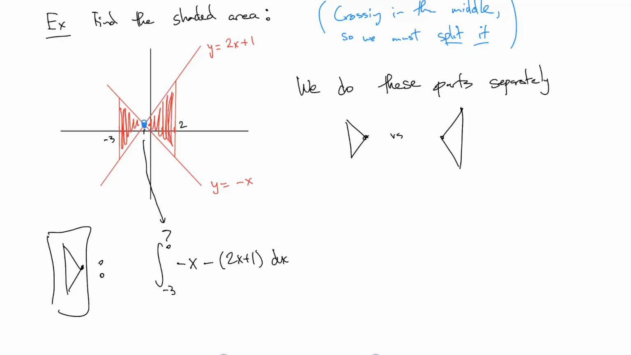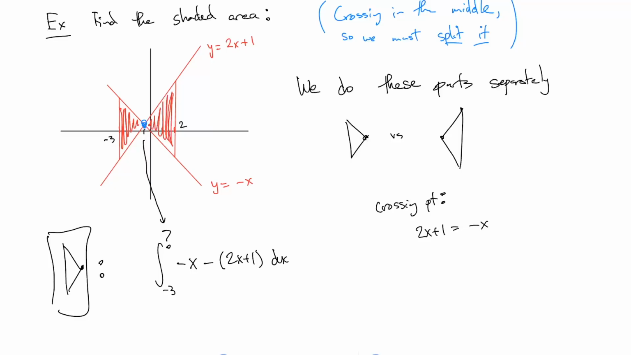This is similar to something that we just mentioned. Set the two equations equal to one another. This is always how you're going to find intersection points on a graph. We set the two equations equal to each other. So here, to find the crossing point, I'm going to set them equal. That is to say, 2x plus 1 equals negative x.